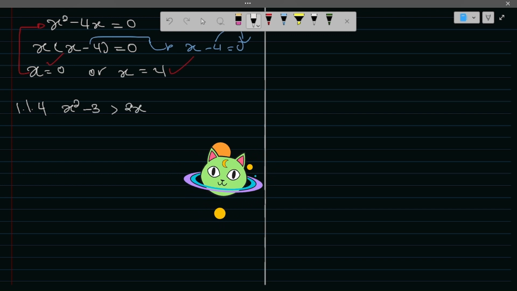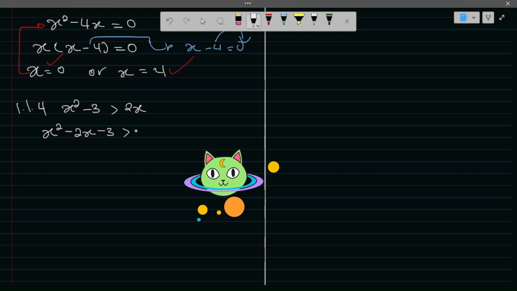So all you do in this question is simply take the 2x over the greater than sign, so it's going to be x squared minus 2x minus 3. It's greater than 0, guys, right? And so again, you factorize the symbols. Just use the same method I told you in the previous question.